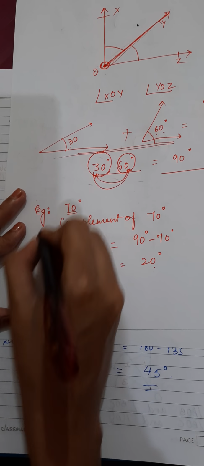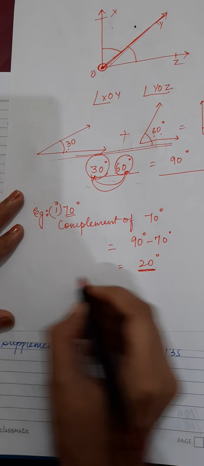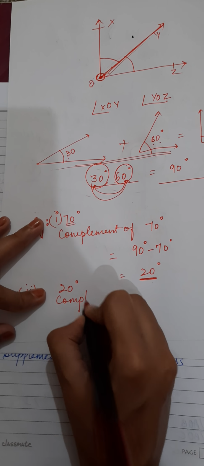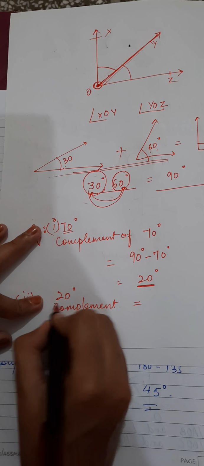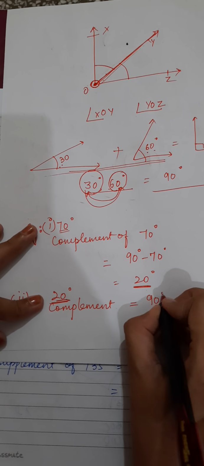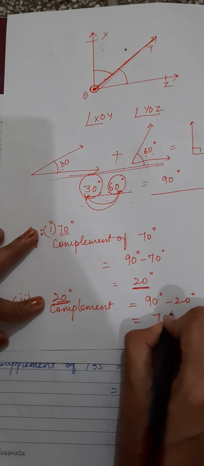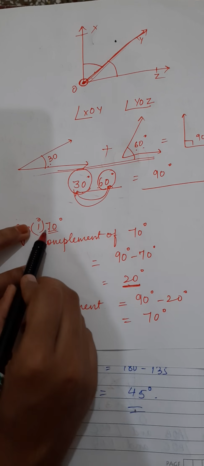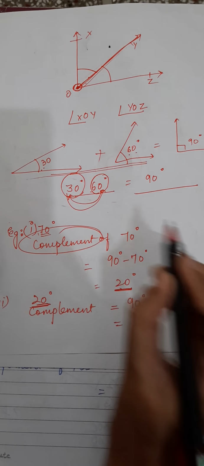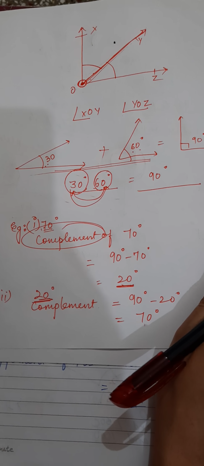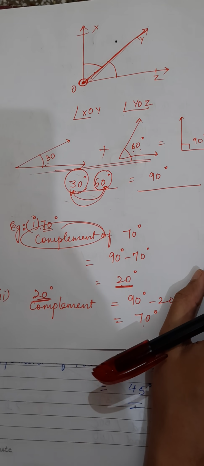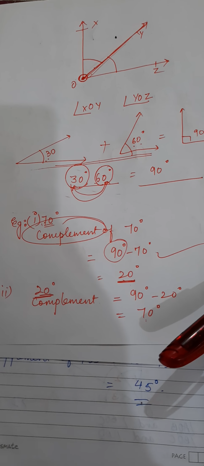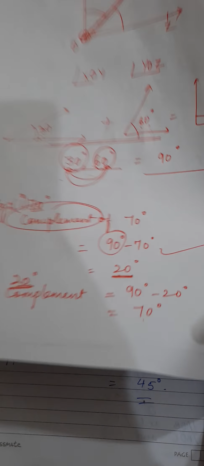Similarly, if I have to find the complement of 20 degrees, to find the complement I am going to subtract this angle 20 from 90. This is going to give me 70. So can you see, the complement of 70 is 20, the complement of 20 is 70. Complement means the sum of two angles has to be 90. If you have to find the complement of one angle, just subtract from 90. You will be getting the complement of each other.